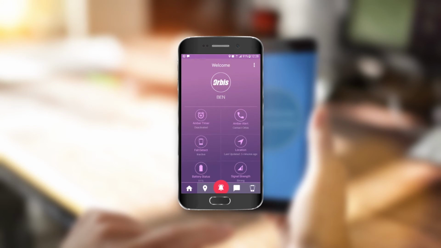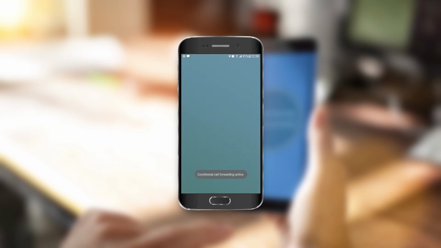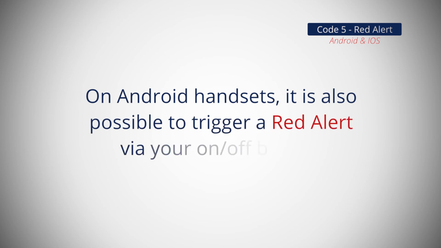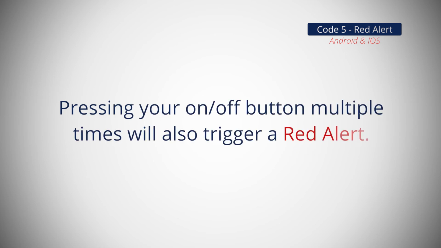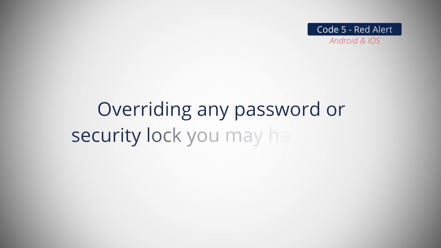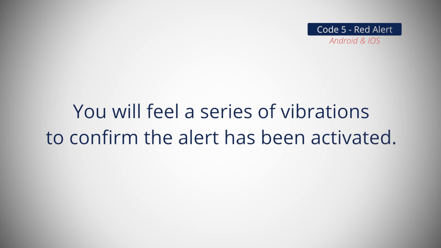To trigger a Red Alert, push and hold the Red Alert button found on the home screen. You will feel your handset vibrate and then automatically dial the Red Alert number. On Android handsets, it is also possible to trigger a Red Alert via your on-off button. Pressing your on-off button multiple times will also trigger a Red Alert, overriding any password or security lock you may have set up. You will feel a series of vibrations to confirm the alert has been activated.